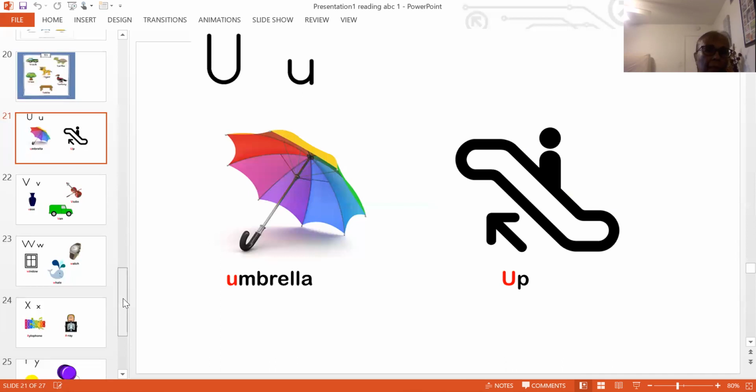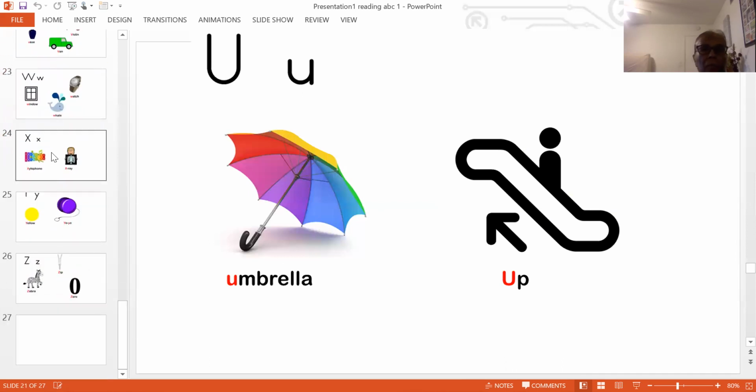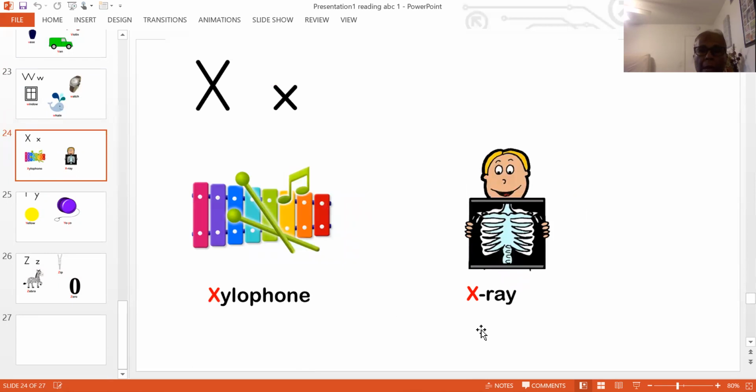X says X-ray will give you an X, and xylophone, X follows with a Y here. You have to let them know sometimes X has two sounds as well. Z as in zebra and Z as in xylophone. So they write the X, they trace it, and they say the two.